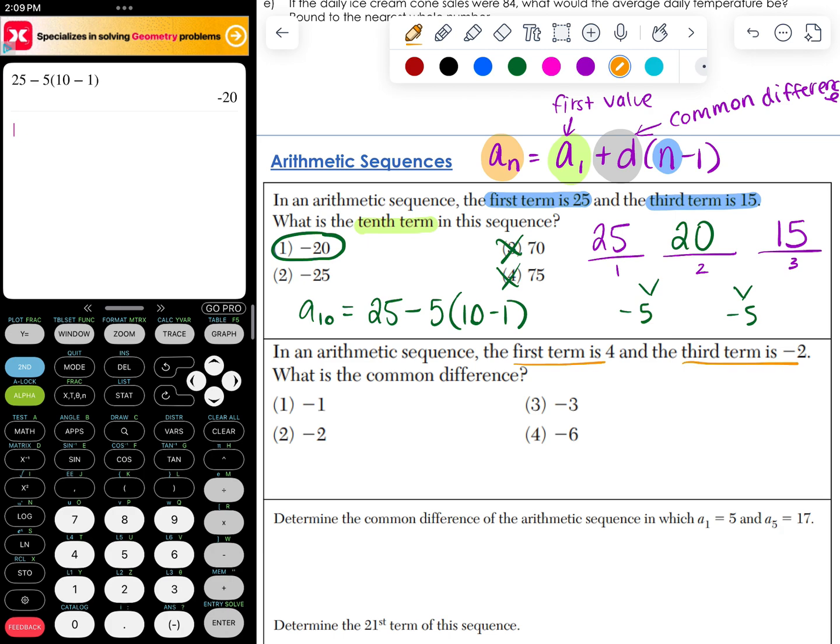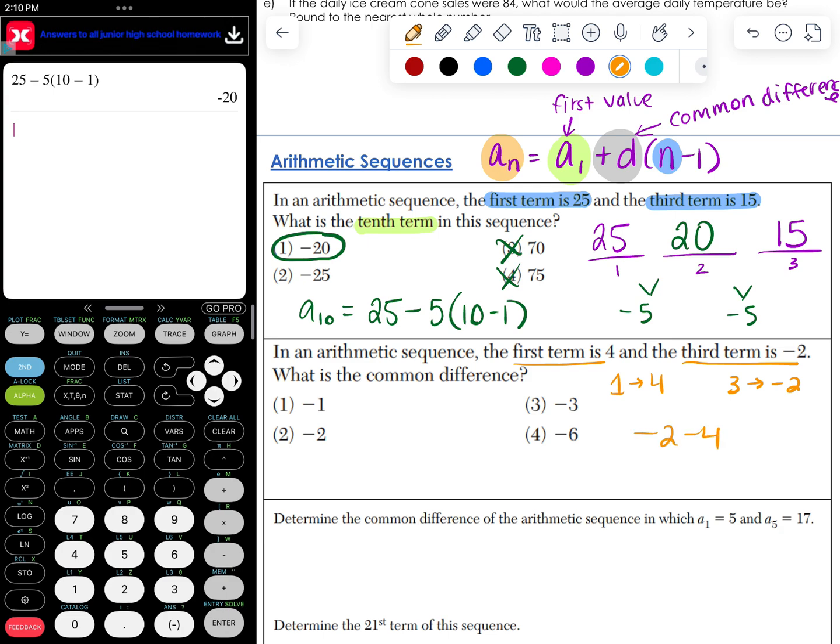What is the common difference? So this is not asking you to do anything more than find that common difference. Now, here's how you can do this. Well, we know that the first term is 4 and the third term is negative 2. And what we can do is find the difference between the numbers over the difference in their places.